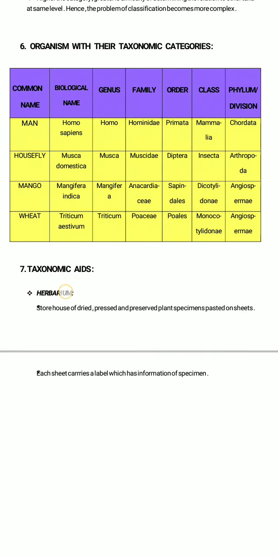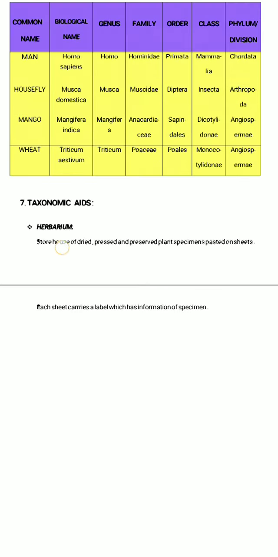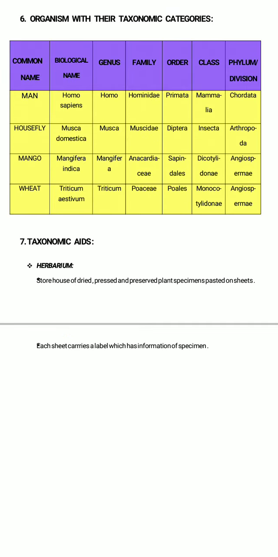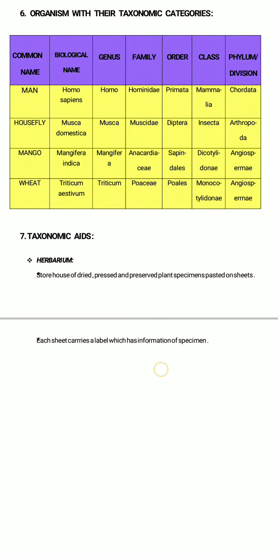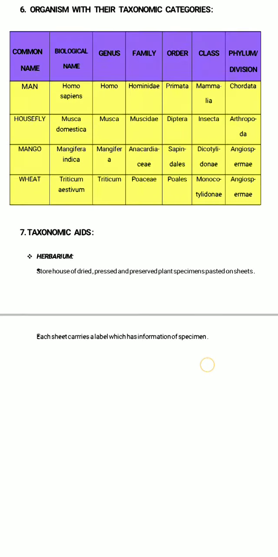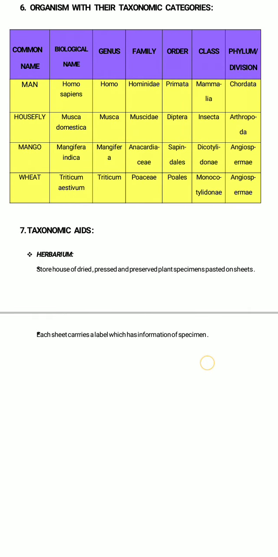Then taxonomical aids. Taxonomical aids, first one, herbarium. It is the storehouse of dried, pressed and preserved plant specimens pasted on sheets. They have herbaria. Herbaria means the sheets which they have arranged in their herbarium. And each sheet carries a label which has information of the specimen, like the name of the collector, date of collection, and in which place it is dwelling. All the details will be given in the label.